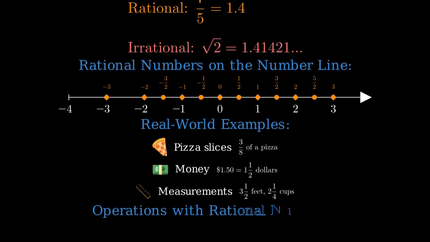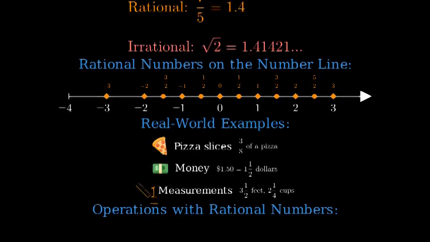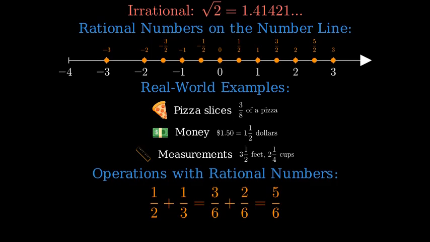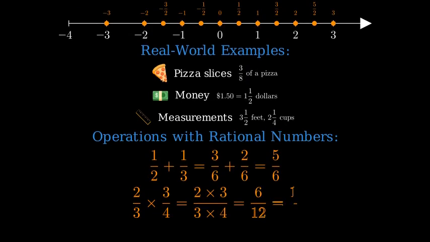Let's briefly look at operations with rational numbers. To add or subtract fractions, we need a common denominator. For example, 1/2 plus 1/3 equals 3/6 plus 2/6, which is 5/6. To multiply fractions, we multiply the numerators and the denominators. For example, 2/3 times 3/4 equals 6/12, which simplifies to 1/2.